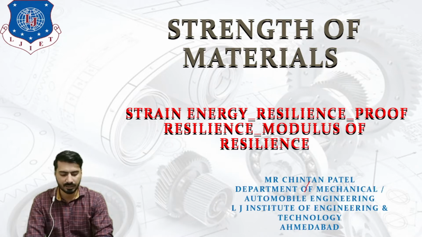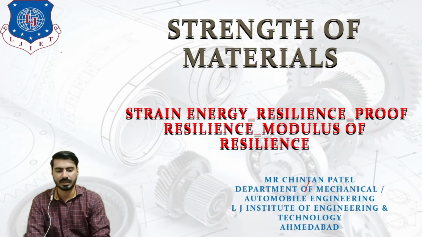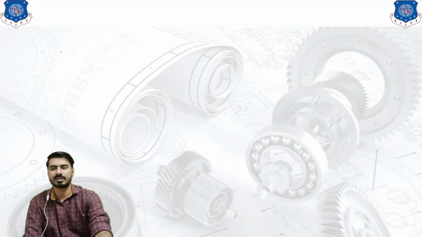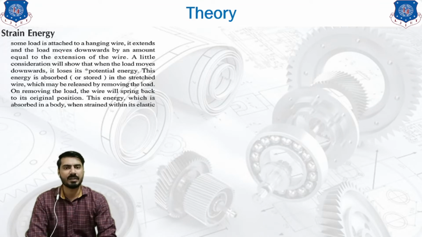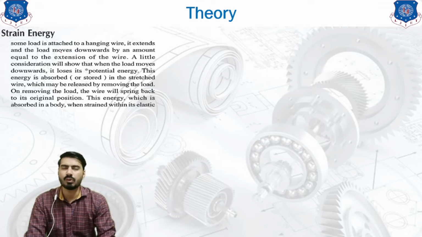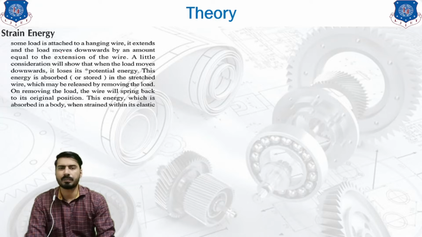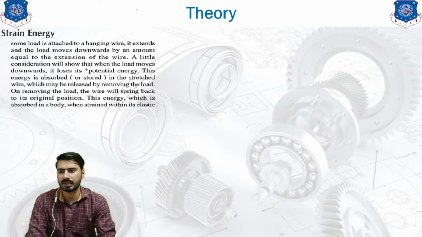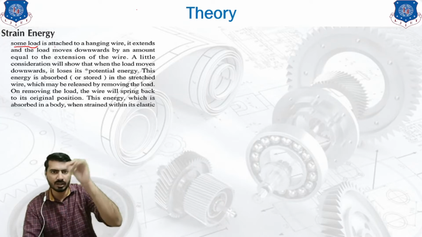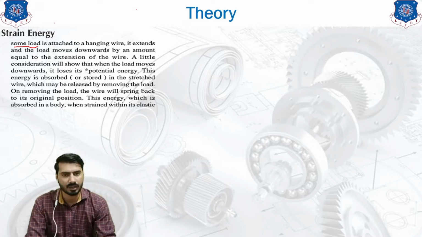So we are going to start with the basic definitions of this chapter, and let's get started with the first definition, that is nothing but the strain energy itself. So how do we define strain energy? For the perfect definition, we have taken one example over here. If you just read it out, you can easily understand. Let's say some load is attached to a hanging wire, and it extends due to the load. The load moves downward by an amount equal to the extension of the wire. Due to the extension, this happens.